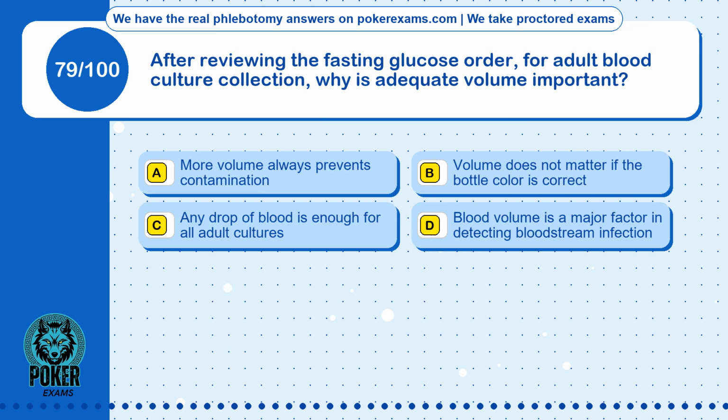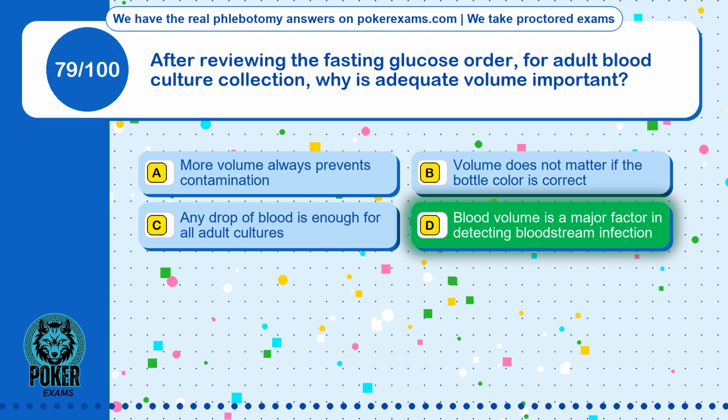Question 79. After reviewing the fasting glucose order, for adult blood culture collection, why is adequate volume important? Option A. More volume always prevents contamination. Option B. Volume does not matter if the bottle color is correct. Option C. Any drop of blood is enough for all adult cultures. Option D. Blood volume is a major factor in detecting bloodstream infection.